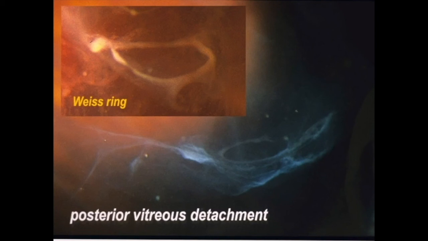Here's an example of a posterior vitreous detachment. Weiss ring is a condensation of the vitreous that previously encircled the optic nerve head, which is now detached.